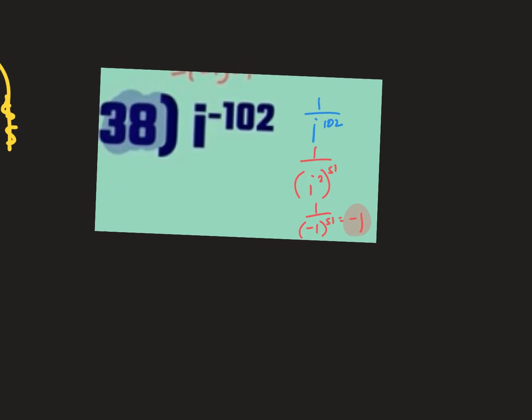And then the last one, so the negative exponent brings it to the bottom. And then I want to rewrite it in terms of i squared. So I divide by 2, so i squared raised to the 51st power. And then i squared becomes negative 1, and negative 1 raised to an odd power stays negative. So I'd get 1 over negative 1, which is just negative 1.